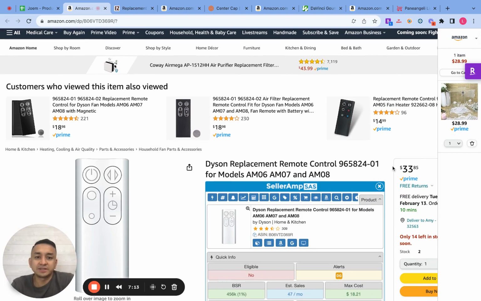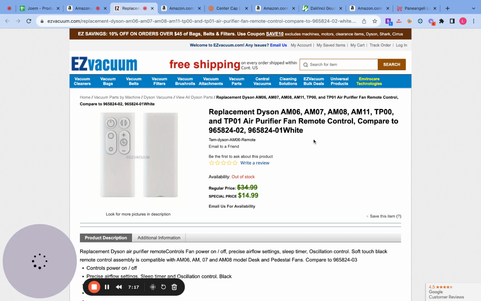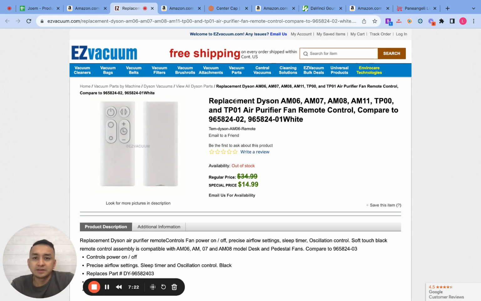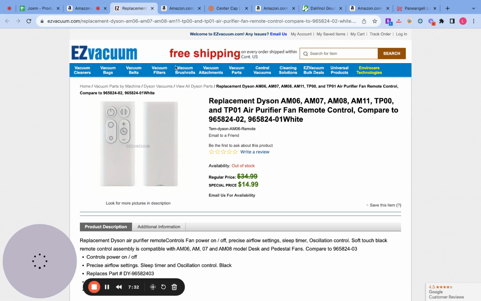So this one is a Dyson remote control. Okay. So the price is $14.99. So the problem with this is that this product is out of stock, right? Right here. Availability is out of stock. So this one obviously we can't buy, so I would stay away from this.